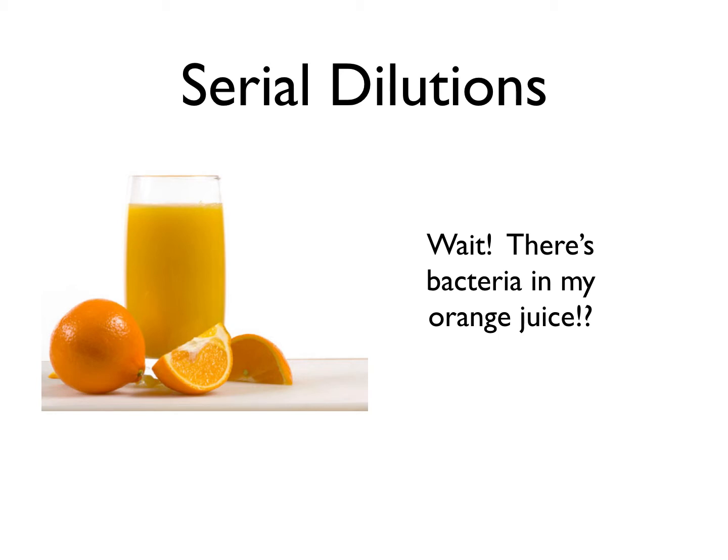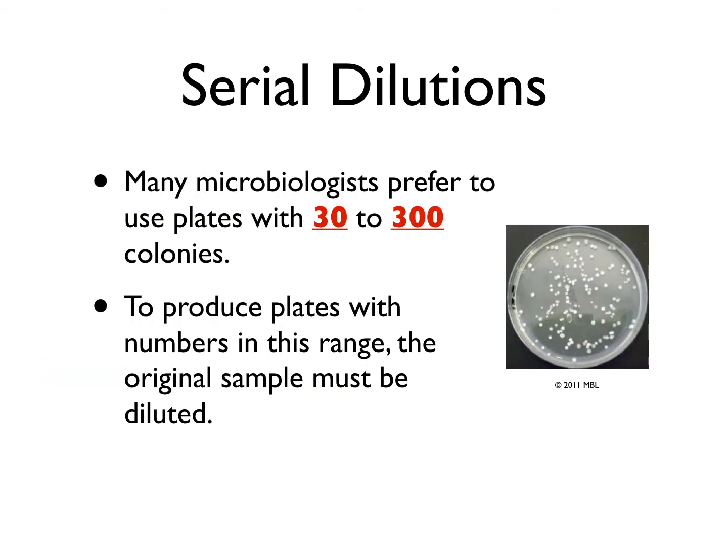Remember that in order to identify specific species, you must be able to isolate single colonies for further testing. So at this point, you know that you somehow need to reduce the number of bacteria in the sample to obtain plates with usable numbers. Most microbiologists prefer to use plates with 30 to 300 colonies. To ensure that the plates produced contain colonies within this range, the original sample must be diluted.